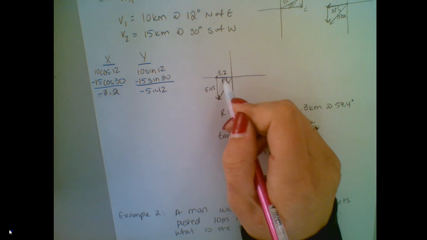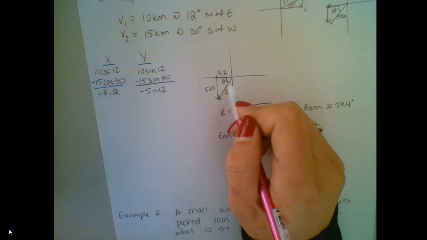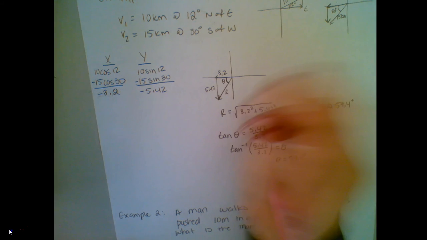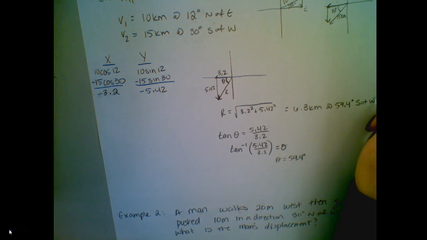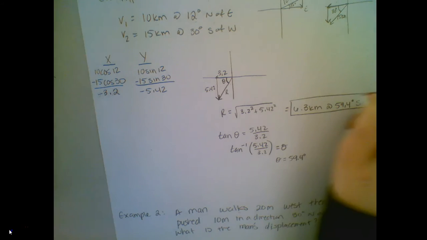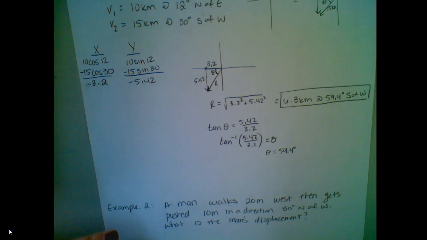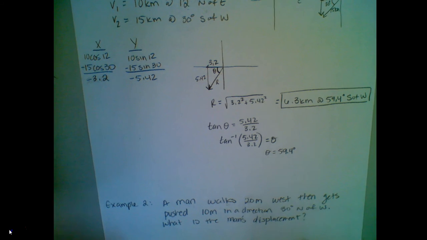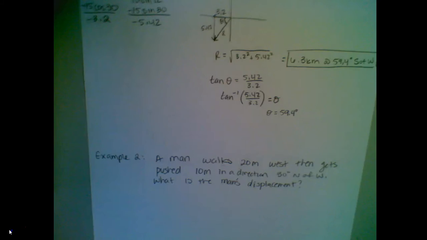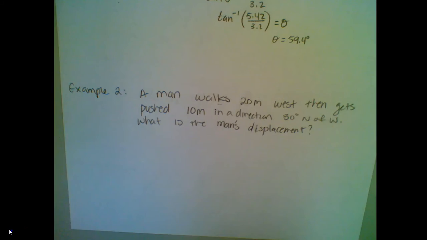Okay. And then he gets pushed 10 meters in a direction 30 degrees north of west. So I'm going to go from where he stopped walking 10 meters in a direction 30 degrees north of west. So 30 degrees north of west would actually look like, see, so here's north, here's west. Oops, sorry, that's east. There's north, there's west. So 30 degrees north of west would actually be something like this over there.